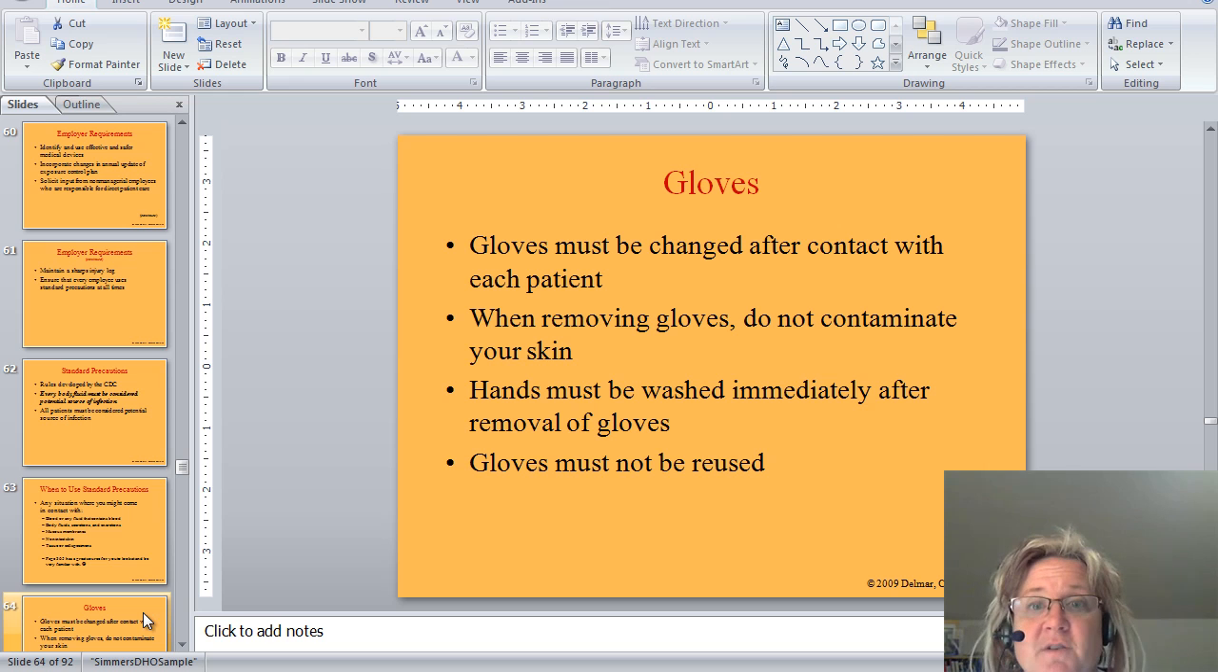Gloves are part of standard precautions. They need to be changed after contact with each patient.